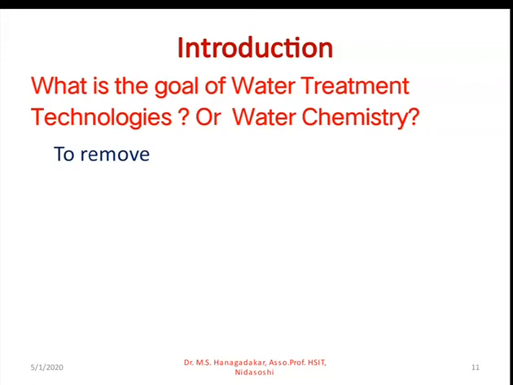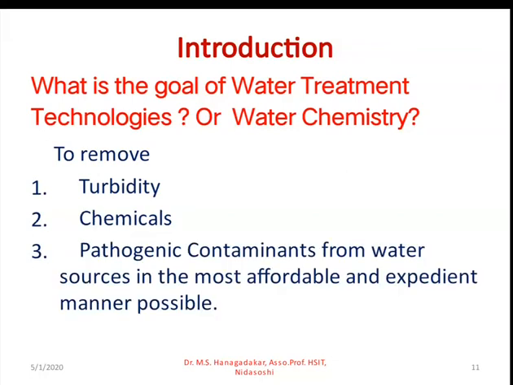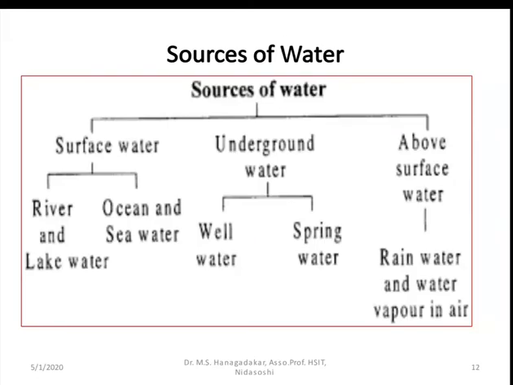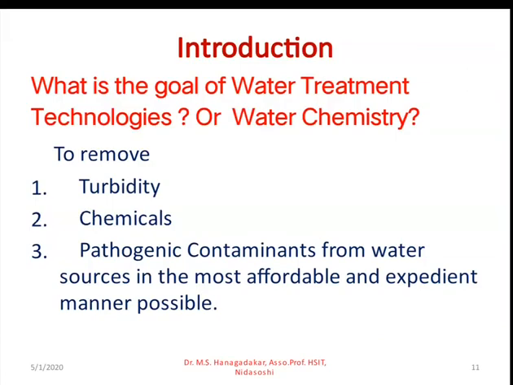because we must know the purpose of water treatment: to remove, first, turbidity, second, chemicals, and third, pathogenic contaminants from water sources in the most affordable and expedient manner possible. So that is why we need to do water treatment.